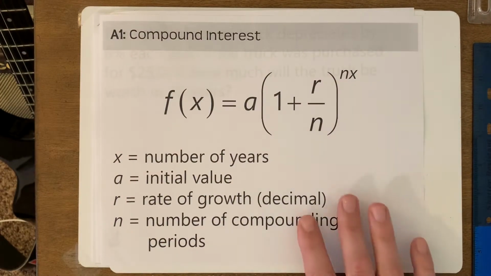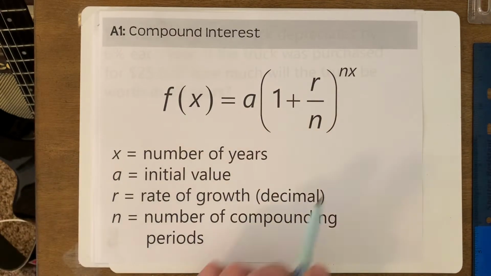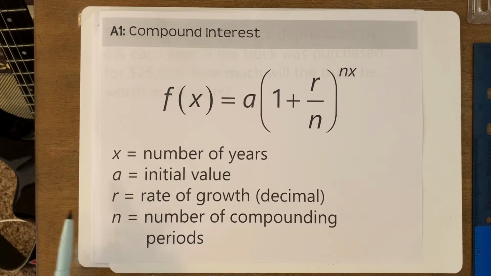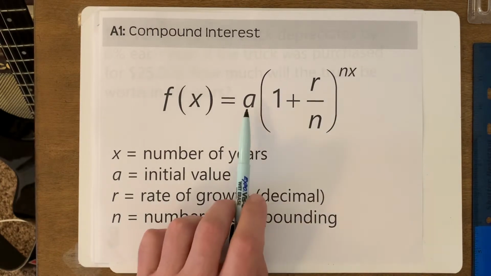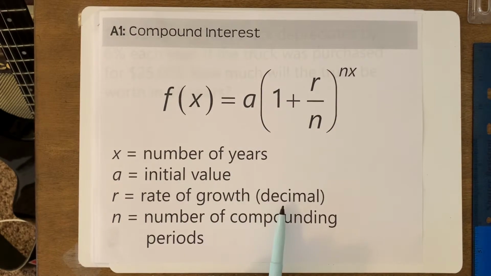And then finally, we have compound interest. Compound interest is also exponential, but you're going to use this formula here if you're talking about a compounding period that is not yearly. So if we're talking about monthly, weekly, daily, and so let's say monthly. It says X is the number of years right there. A is initial value right there. R is the rate of growth as a decimal right there.